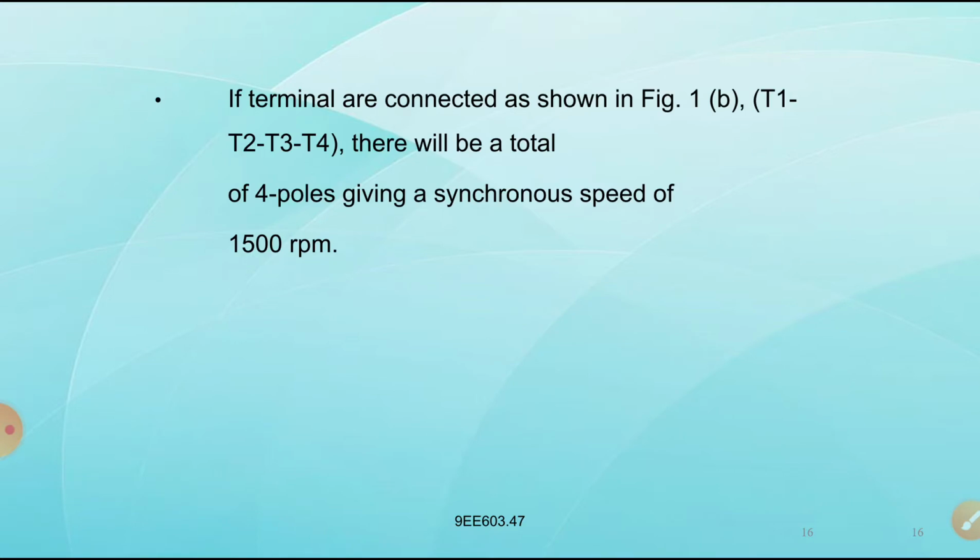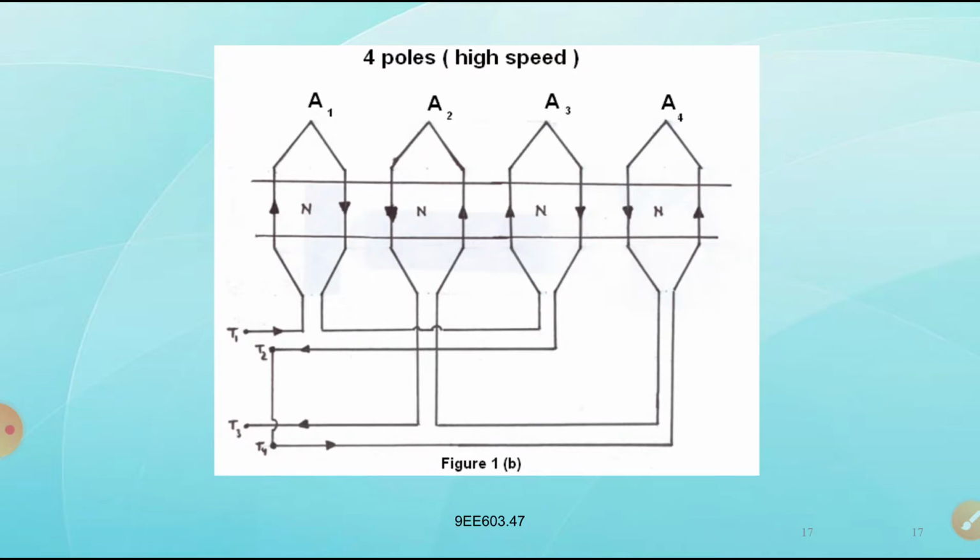If the terminals are connected as shown in the figure, T1, T2, T3, T4, there will be a total of 4 poles, giving the synchronous speed of 1500 rpm. If the connection is changed, then the machine becomes a 4 pole machine. You can see here.